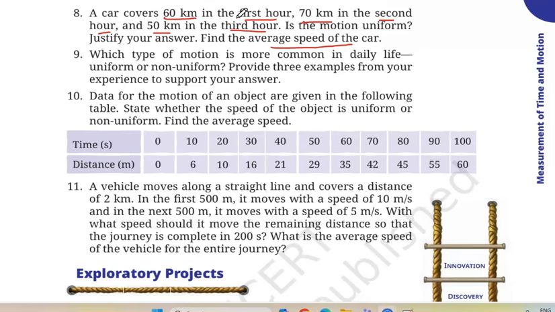If you observe the pattern, in the first hour it has covered 60 kilometers. In the next hour, 70 kilometers. That means 10 kilometers more in 1 hour. Then in the third hour it is 50 kilometers. That means it decreases its speed. That means this is a non-uniform motion. So question number 8 is an example of non-uniform motion.